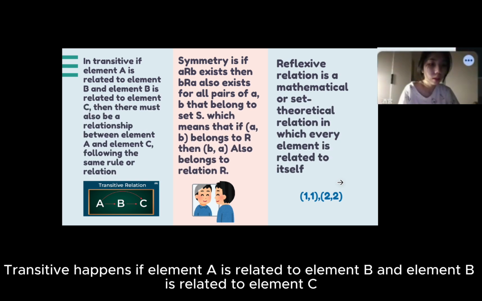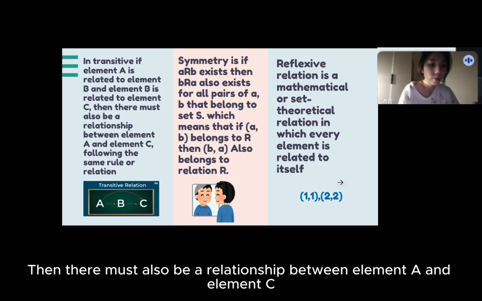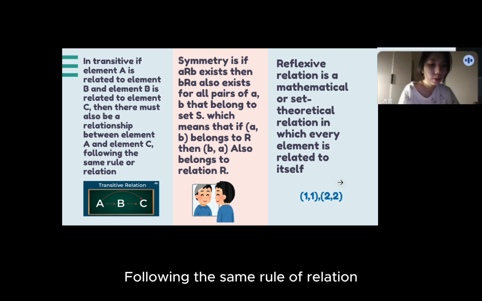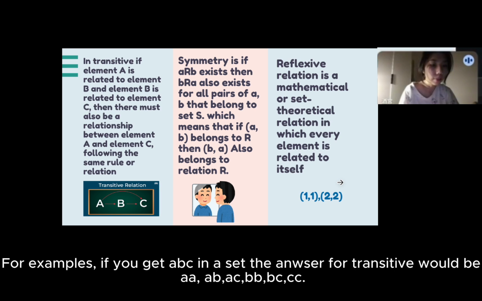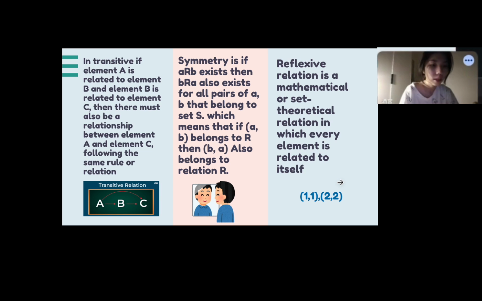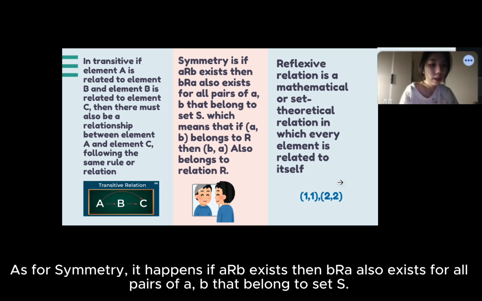Transitive happens if element A is related to element B and element B is related to element C, then there must also be a relationship between element A and element C, following the same rule of relation. In other words, transitive means proving all the possibilities of elements in the set. For example, if you get A, B, C in the set, the answer for transitive will be AA, AB, AC, BB, BC, CC.